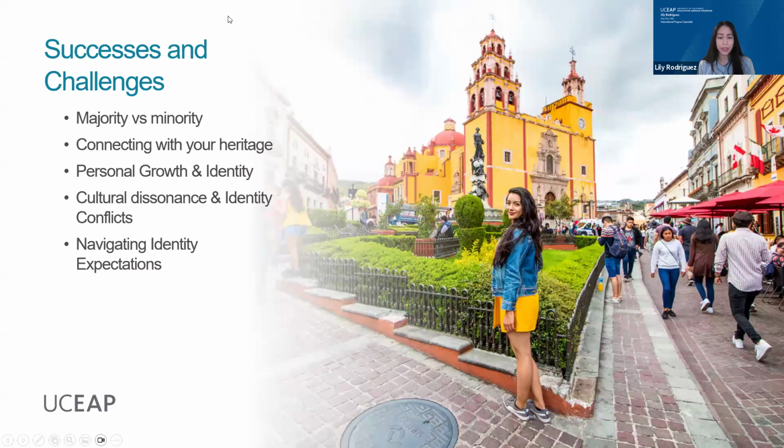Unfortunately, you may also experience challenges while navigating identity expectations in your host country. Some cultural environments may not be as accepting of identities that are widely embraced in the US. For example, gender roles may be more traditional, and LGBTQ+ identities might not be as openly accepted in certain countries.